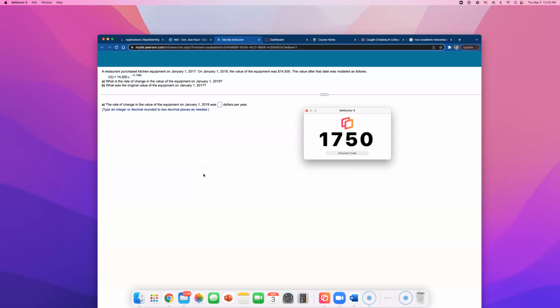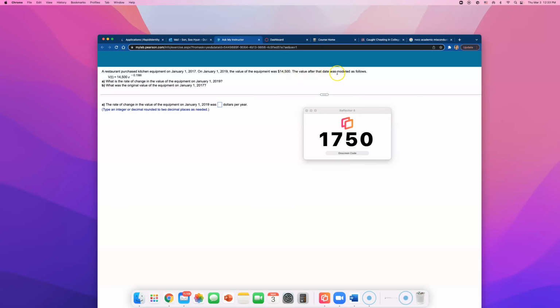A restaurant purchased kitchen equipment on January 1st, 2017. On January 2019, the value of the equipment was $14,500. So it depreciated a little bit, probably, right? Like it was probably more expensive than $14,500 when they first bought it. But then you use it, it gets cheaper every year, just like a used car, right? So let's see what's happening here.